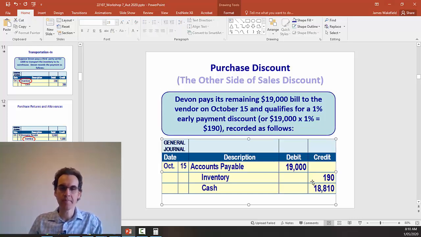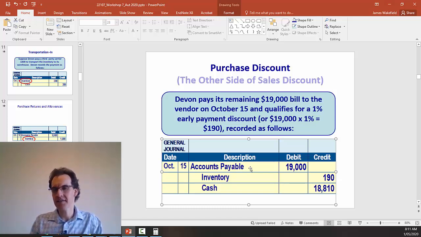So we need to reduce the cost of inventory by $190 in this case, and we pay the supplier the remaining amount we owe, which is $18,810, which completely settles the accounts payable that we had owing.